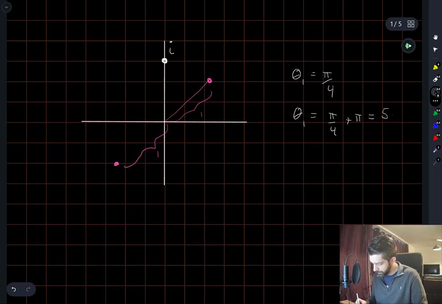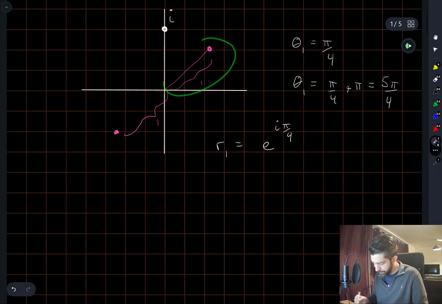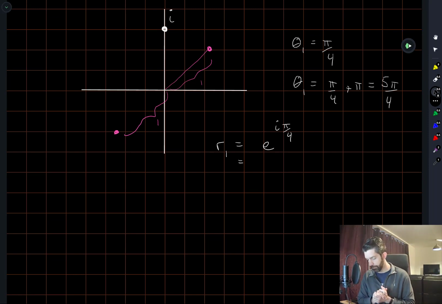So r1 is just going to be e to the i pi over 4. That's this number here, and we could work out what that is in terms of, if we did the cosine plus i sine representation of this complex number.